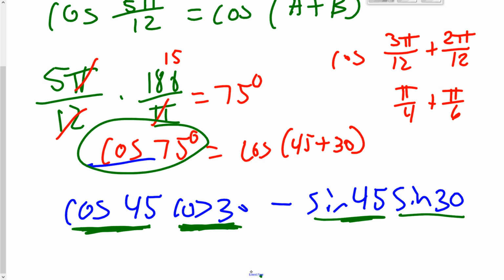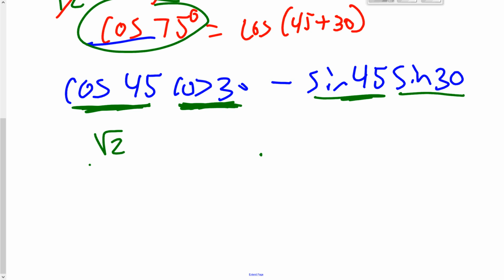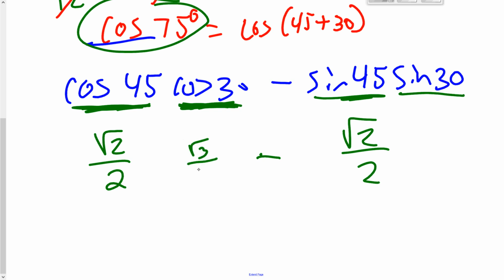Cosine of 45, we did from the last problem. It's root 2 over 2. Same with sine, root 2 over 2. We're subtracting in the middle. Cosine of 30, sine of 30. Cosine is root 3 over 2, and sine is 1/2. Now we're multiplying these. Now remember, over here, 45 and 30 are both in the first quadrant, so our answers are going to be positive.